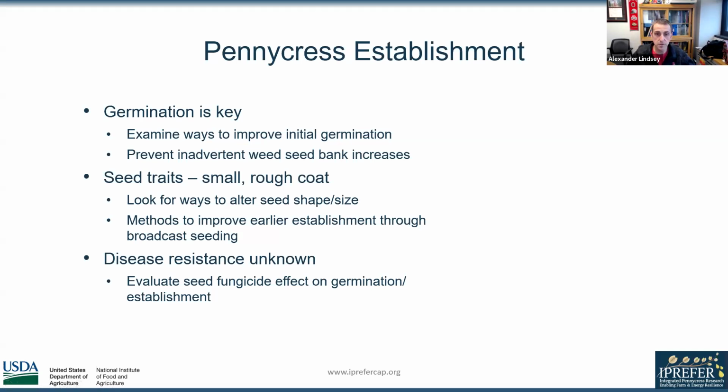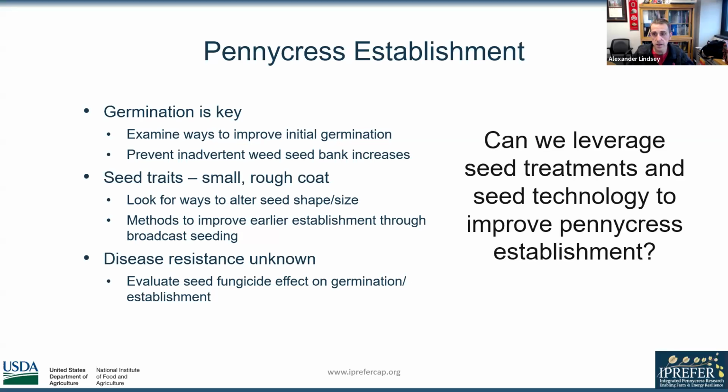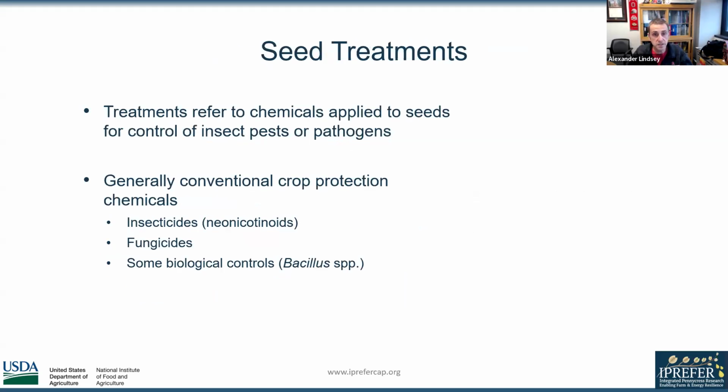because there's a lot of diversity in dormancy mechanisms found in Brassicaceae species. So we set out to better understand this seed by leveraging seed treatments and technology to improve establishment in this crop. When we talk about seed treatments, that's typically referring to chemicals applied to the seed for control of insect pests or pathogens.